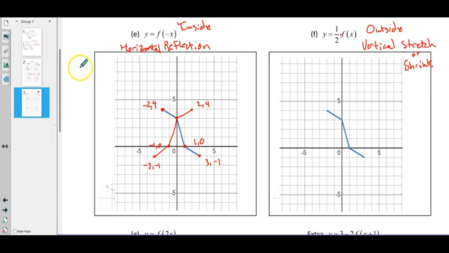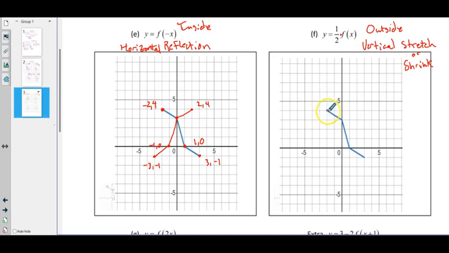As we've seen, the rules for vertical is pretty straightforward. If it says +3, we're moving up 3. If it's -10, we're moving down 10. In our case here, we're multiplying by 1/2. Read it as is. That means that we are shrinking vertically by 1/2.